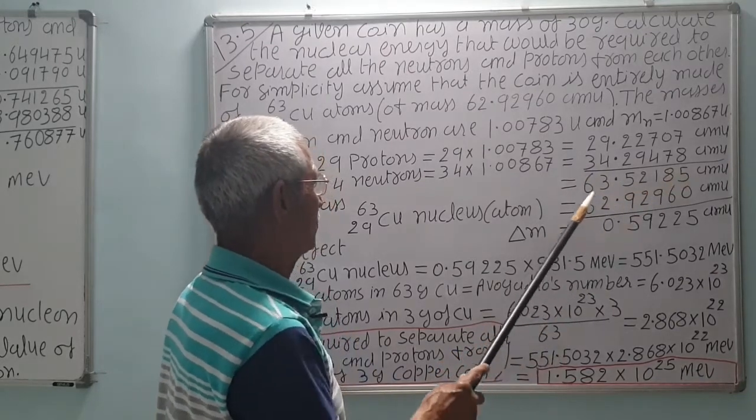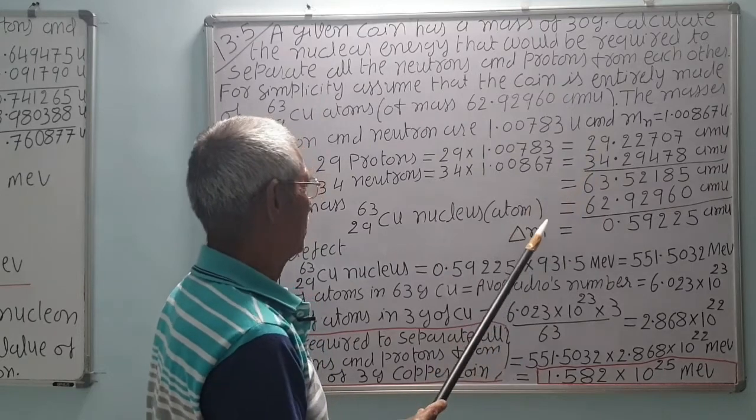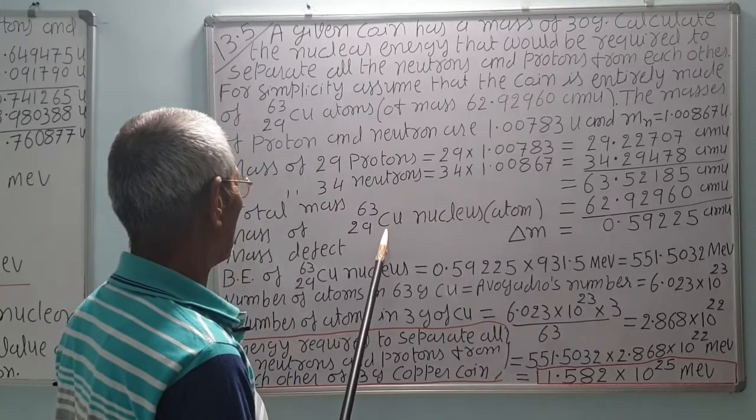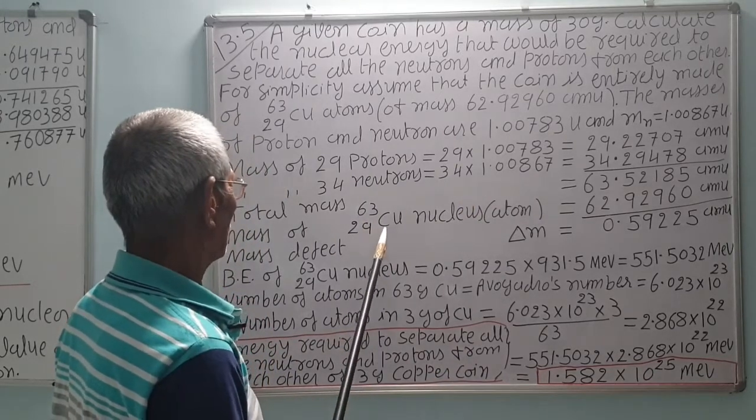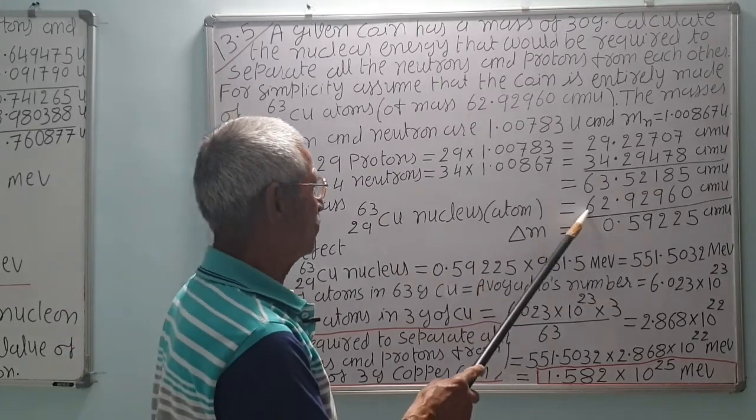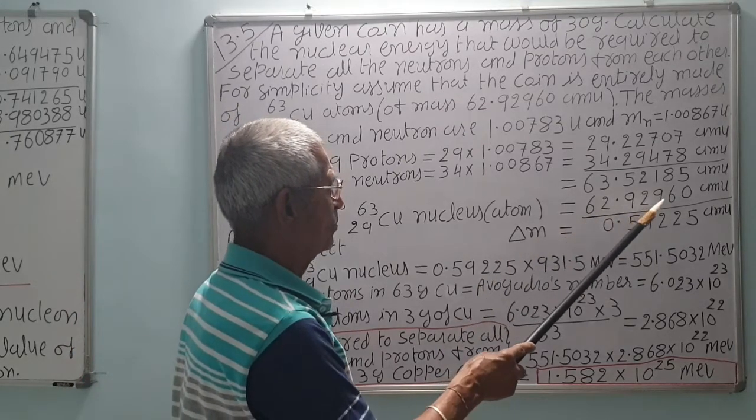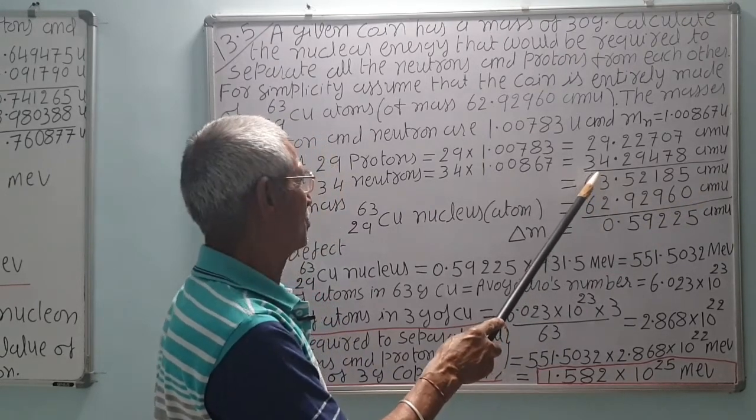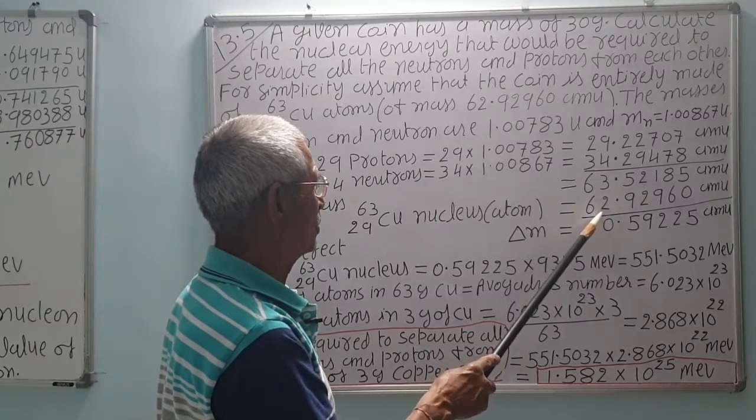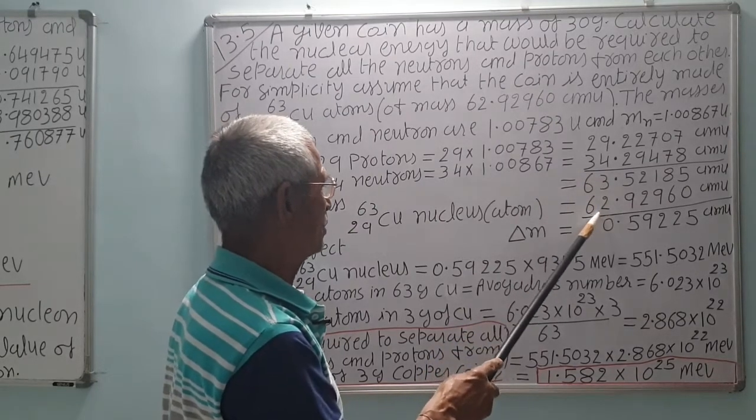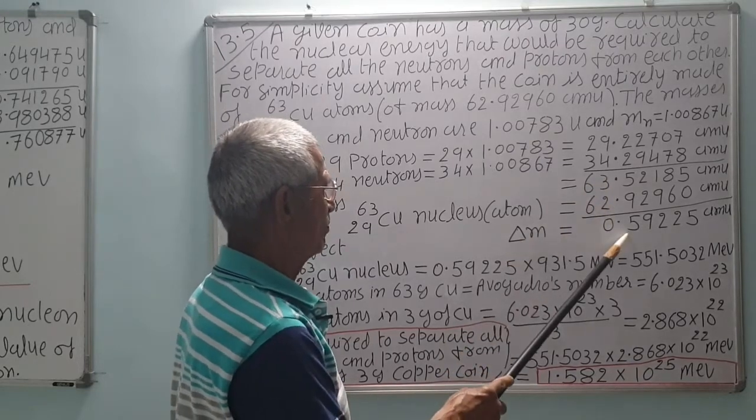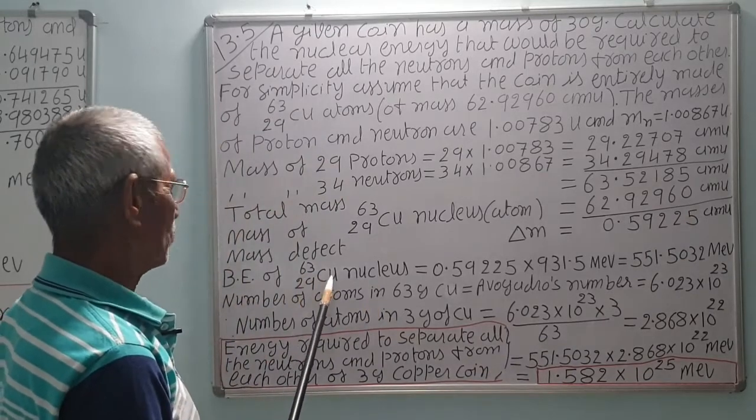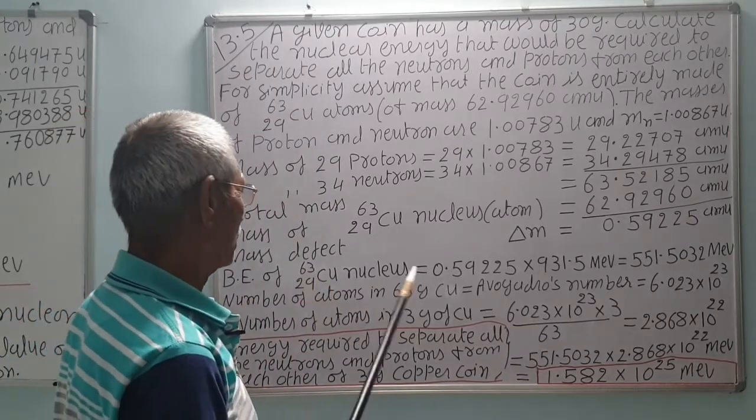We know that when these particles are put in the nucleus, the mass decreases, some mass converts into energy. That is, mass of the atom or nucleus of copper 29, 63 is somewhat less, that is 62.92960 atomic mass unit. So, this is the mass of the nucleus in isolated form and this is in the nucleus also when we put. So, difference of this is the mass defect delta m, that is 0.59225 atomic mass unit.